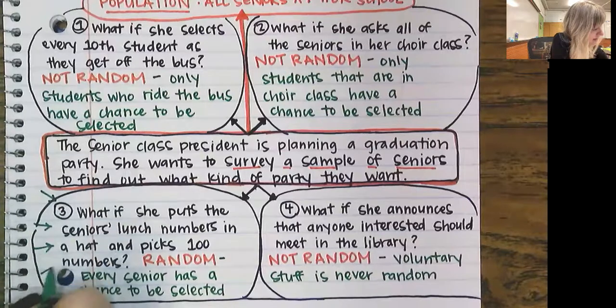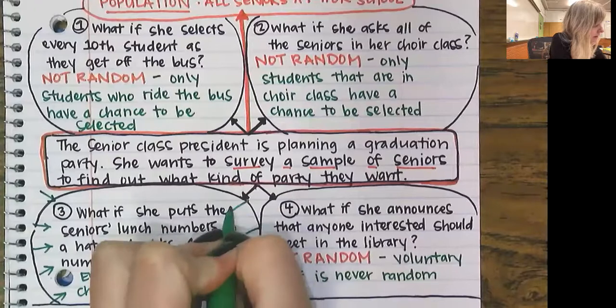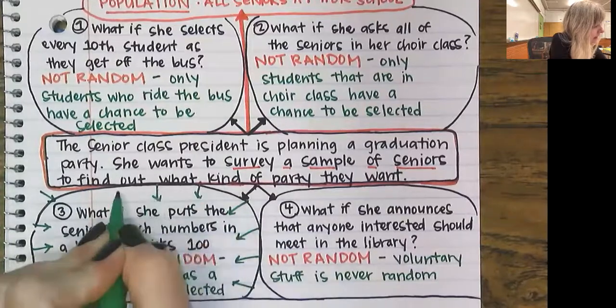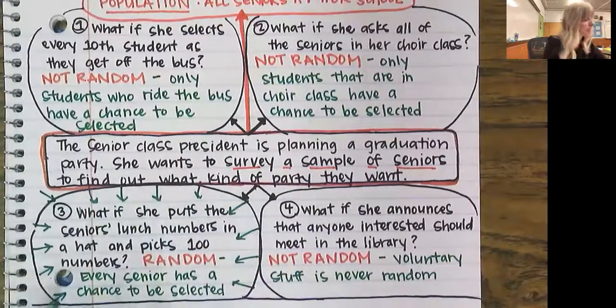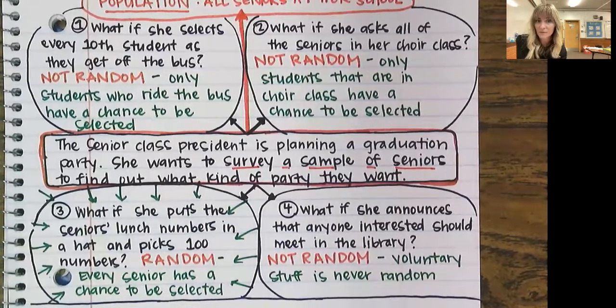Number 3 is the big winner here, and I'm even going to put some arrows pointing to it. This is the way, senior class president. This is how you want to get your sample. Why? Because it allows every senior a chance to be selected. Every senior has a lunch number or student ID number. So if you just take all those numbers and you put them all in a hat and you draw out 100 names, then every student did not get selected, but every senior had a chance to be selected, which is the definition of a random sample.